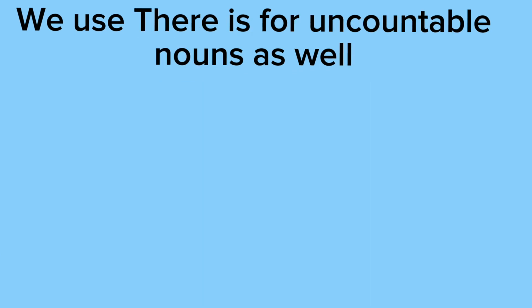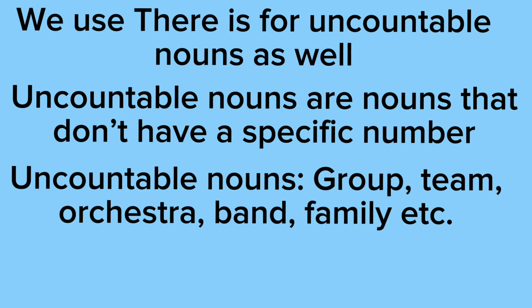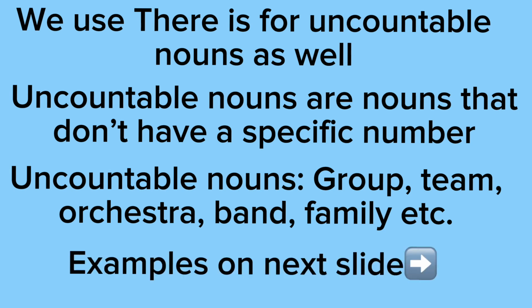We also use there is for uncountable nouns. Uncountable nouns are nouns that don't have a specific number or nouns that can't be counted pretty much. Some examples of uncountable nouns are group, team, orchestra, band, family, and so on. And there will be examples on the next slide.